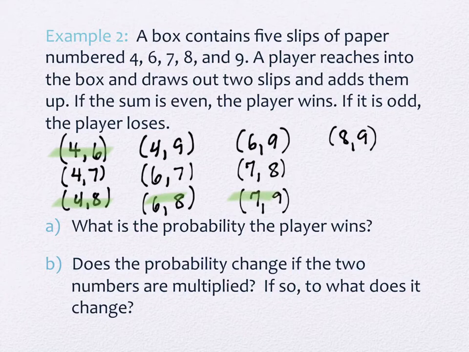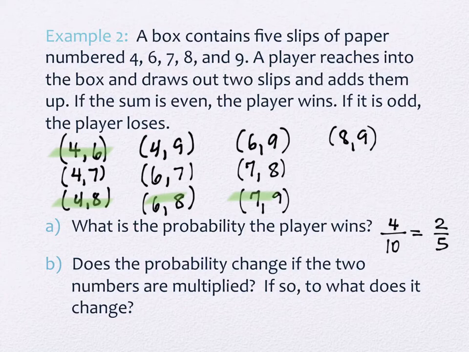So I'm just counting, right? Because they were all equally likely to be drawn. So how many of them are even? 4. And how many outcomes did I have total? 10. So it's 4 out of 10. We will always reduce our probabilities. So 4 out of 10 would reduce to 2 out of 5. 2/5. All right, divide them both by 2.